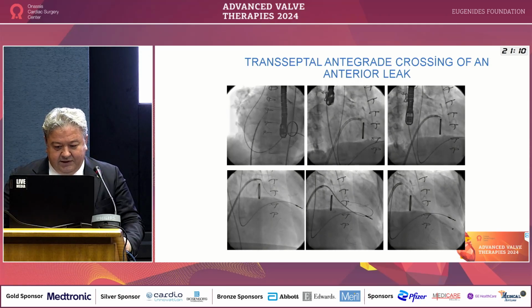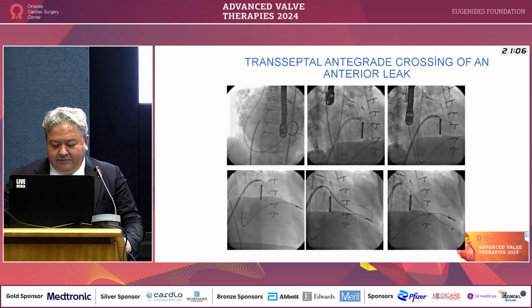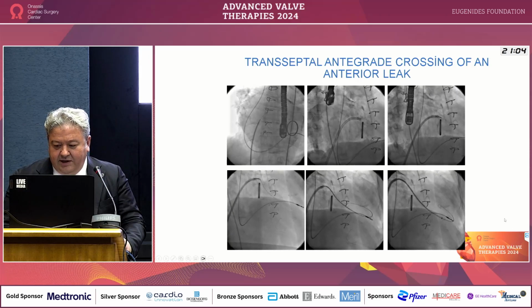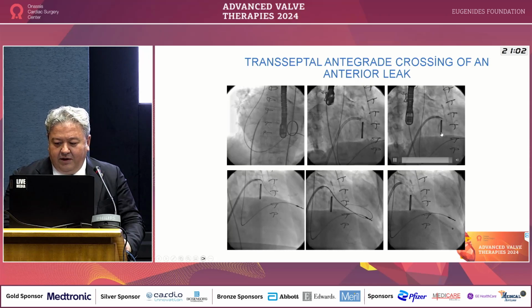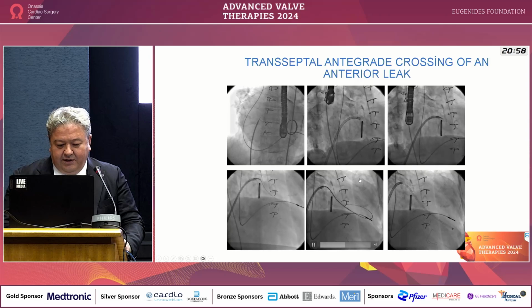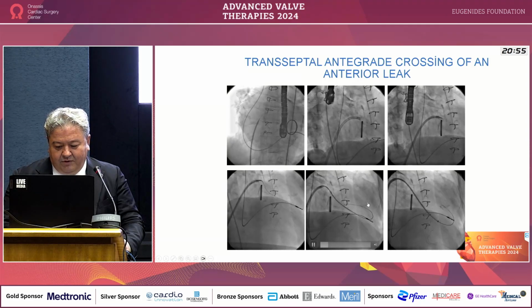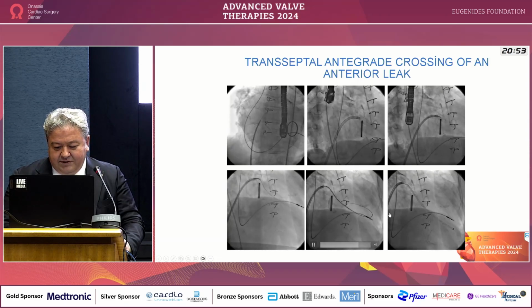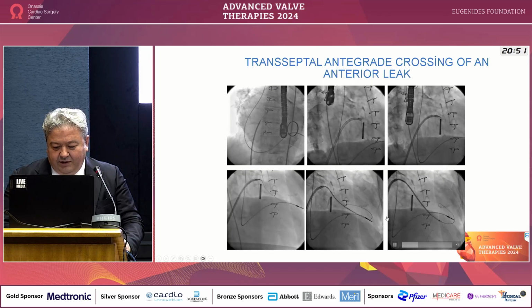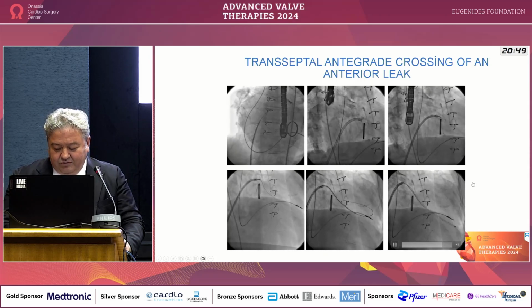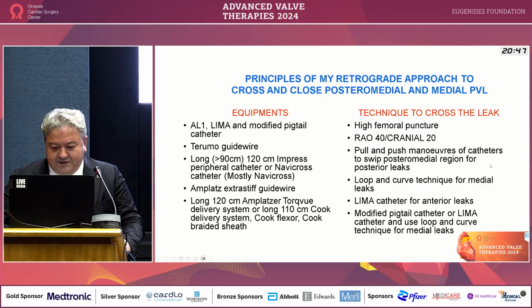This is the transeptal antegrade crossing of an anterior leak. After transeptal puncture, we put an Agilis sheath in the left atrium, and by the mother and child technique, here is the right anterior oblique 40-degree cranial view, and the anterior leak is here, and we cross the defect with the Terumo guide wire, and then put a stiff guide wire in the left ventricle, and over the Terumo wire, we use the specific delivery systems.